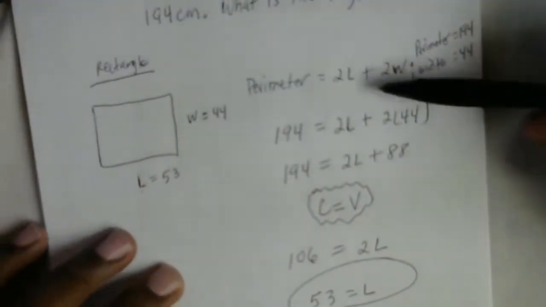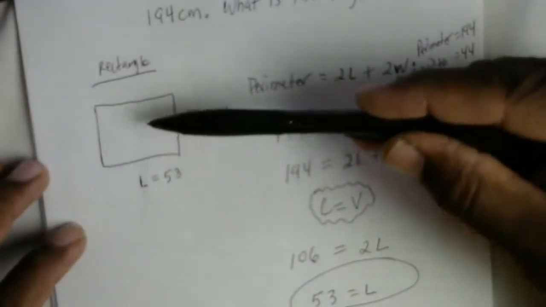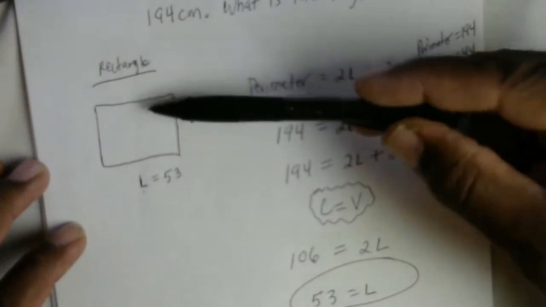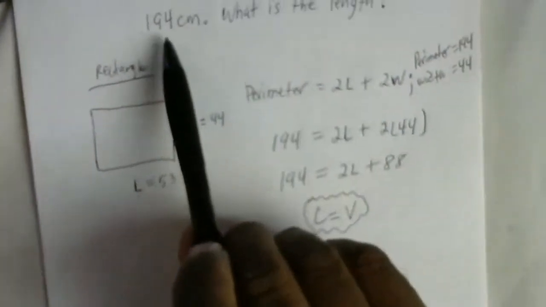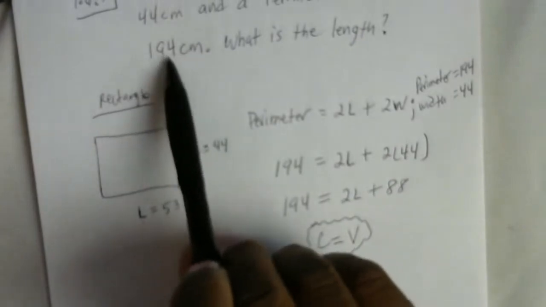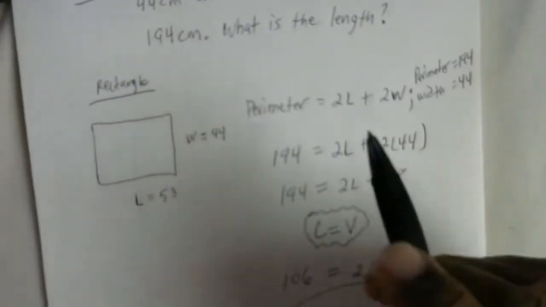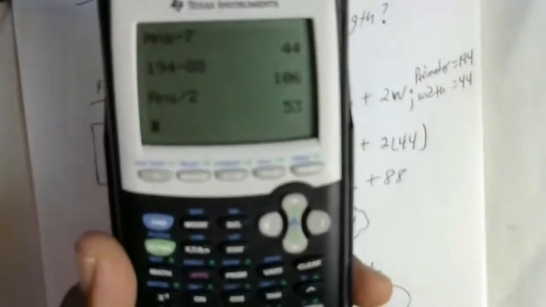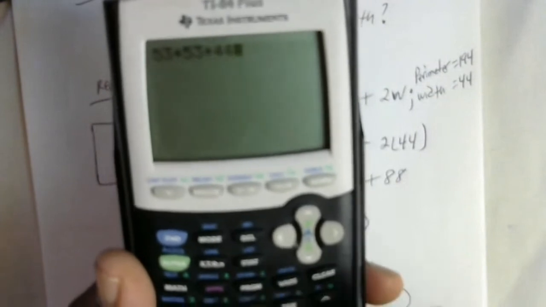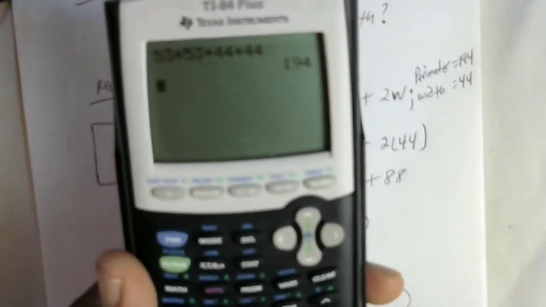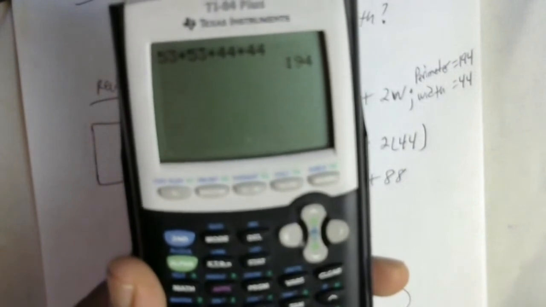All right, so I'm just going to see if this checks out. If I were to add up all four of my sides, 53 plus 53 plus 44 plus 44, those things should sum to give me 194 centimeters. On the calculator, I'm going to take 53 plus 53 plus 44 plus 44, and notice we get 194 as a perimeter.